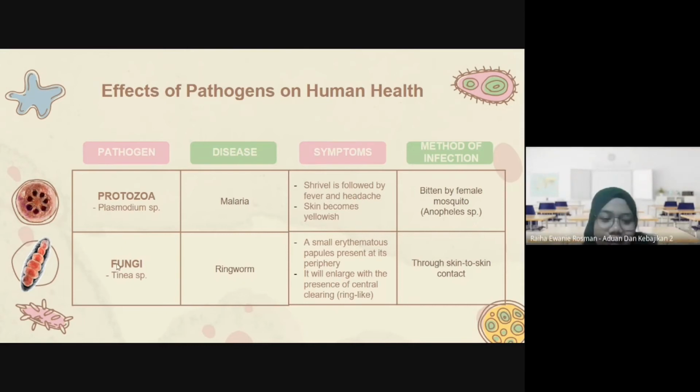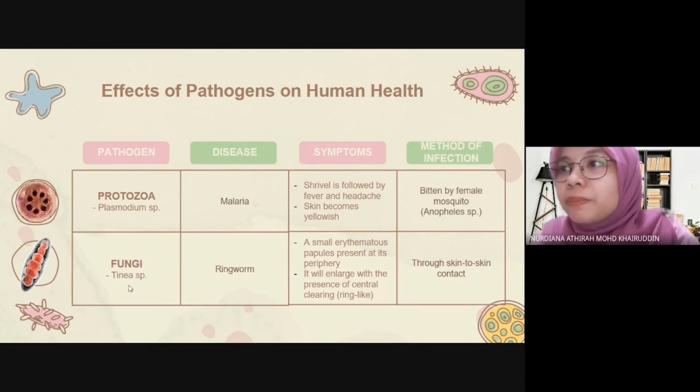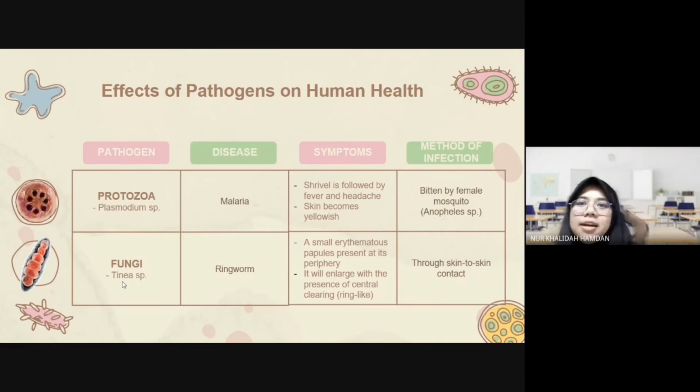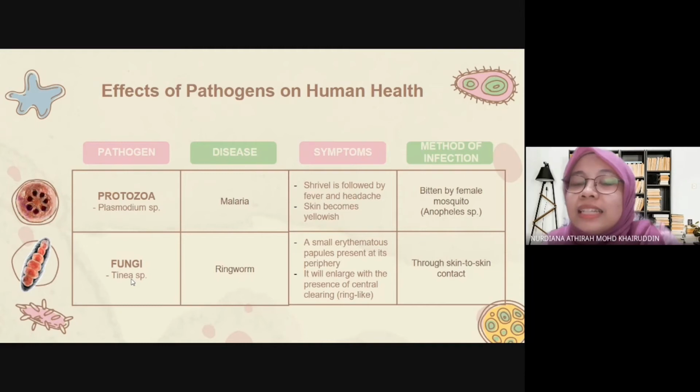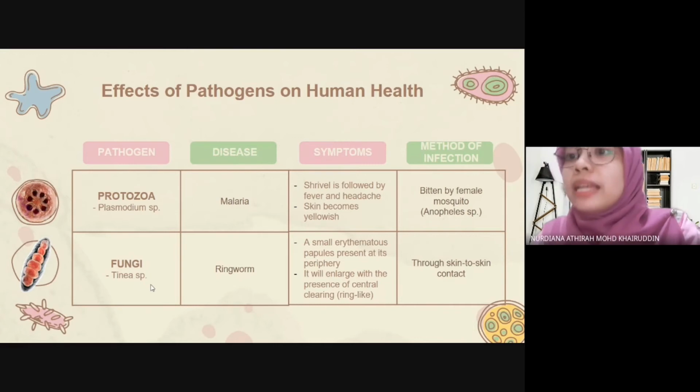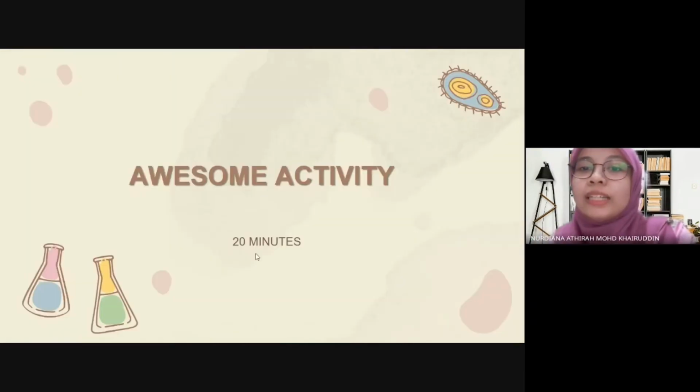Fungi. Very good. So what is the pathogen for fungi? Tinea. Tinea species. Yeah. And then the disease is ringworm. The symptom is a small erythematous papules will present at the periphery, and then it will enlarge with the presence of central clearing. So the method of infection is through skin to skin contact. Okay, and done. We have done with our topic.